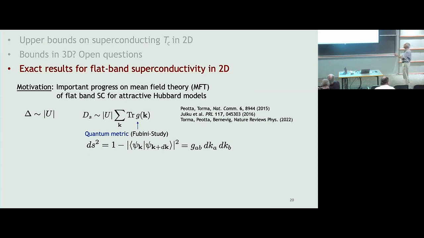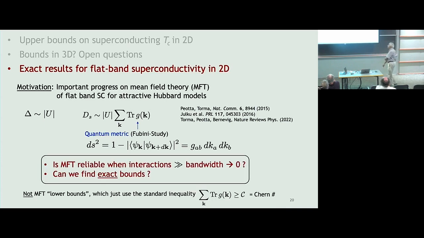So what is my motivation? There's been very important progress on mean field theory, which suggests that these flat band systems, but now we are restricted to very simple interactions, attractive Hubbard models on flat bands, have some very curious properties. And the stiffness actually depends on what is called the quantum metric, or the Fubini-Study metric, which tells you about the distance in Hilbert space between nearby states. The question is, can we trust mean field theory in a situation where interactions are much larger than the bandwidth, which is actually zero for these flat band systems? And can we find exact bounds?